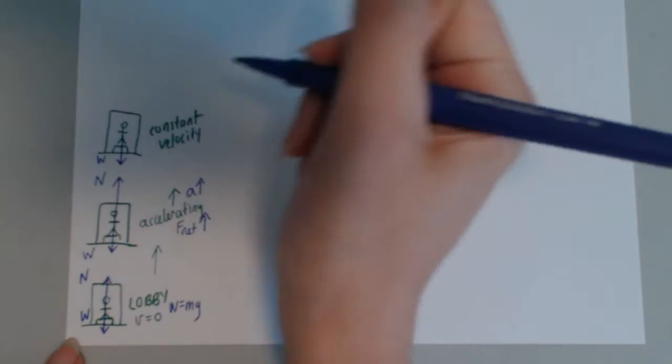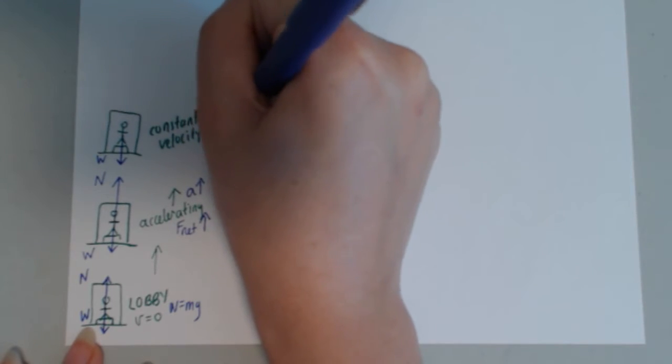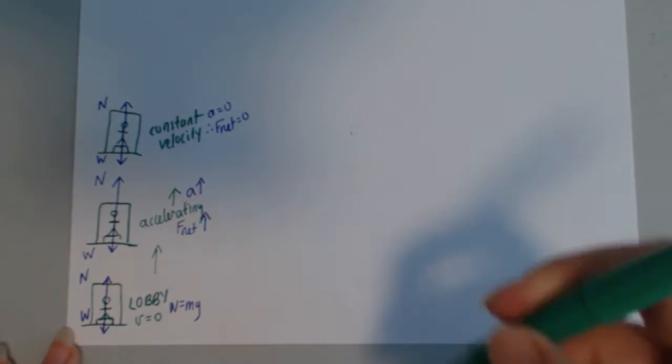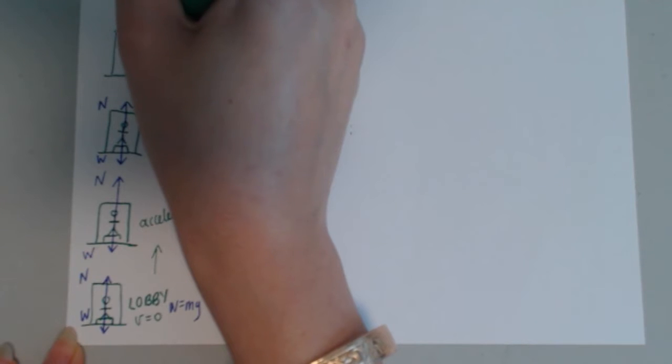All right, now remember your weight is always the same because your mass and g are always the same, so that arrow is the same. Constant velocity means there's no acceleration. So acceleration is 0, therefore F net equals 0. So the forces are balanced. That means my normal force is once again, just like it was back in the lobby, equally balancing the weight. Okay, now you're almost reaching your floor, so the elevator starts to slow down.